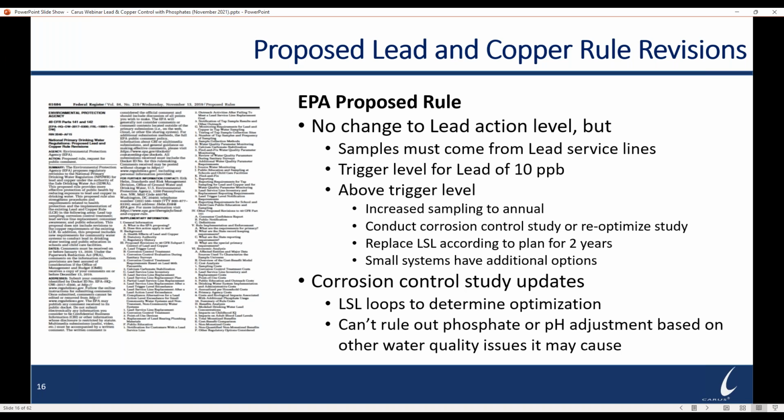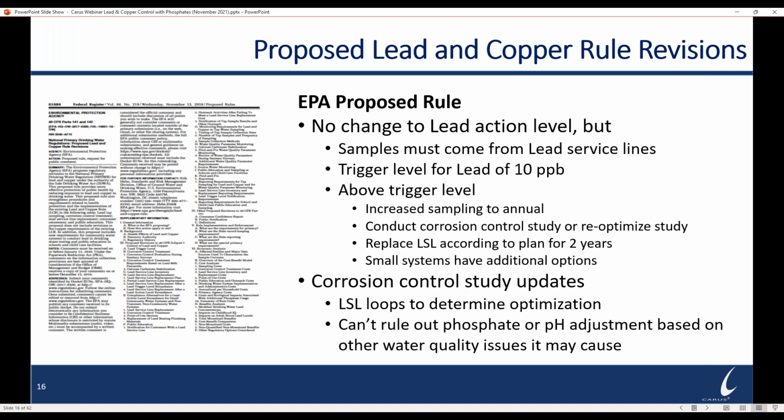Now, as part of this update, your corrosion control studies will have to be targeted toward lead service line loops that are harvested if you have lead service lines in your system. Now, this is also based on system size. So larger systems will have to do this. Smaller systems will have some alternative criteria.